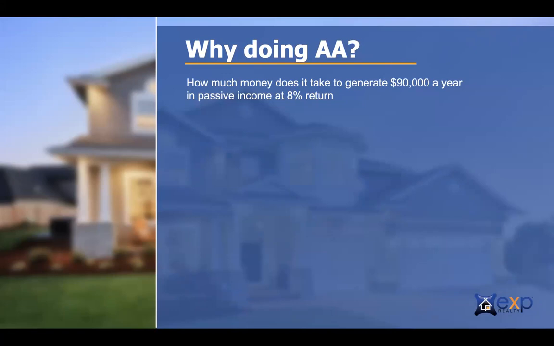So what is the logic behind agent attraction? We need to understand a number before we can go forward. So how much money does it take? This is my question for everybody. How much money does it take to generate $90,000 a year in passive income or residual income, if you will, at an 8% return, if you can find 8% a year? How much capital do you need to deploy on the market to generate $90,000 a year at 8% return?